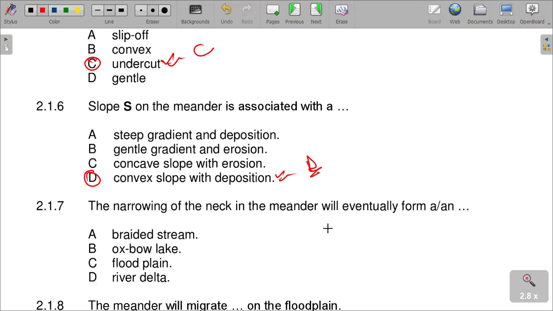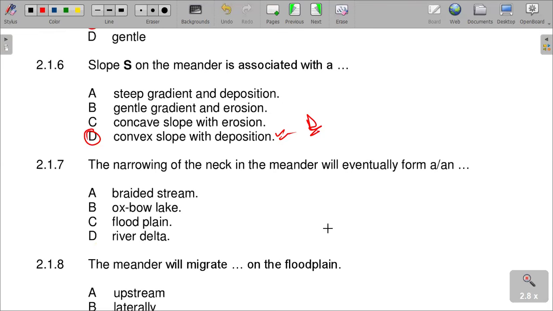And then the narrowing of the neck in the meander will eventually form an oxbow lake. As the meander narrows, this part is going to be cut off, and the river flows there. So this is called an oxbow lake. So the letter is what?